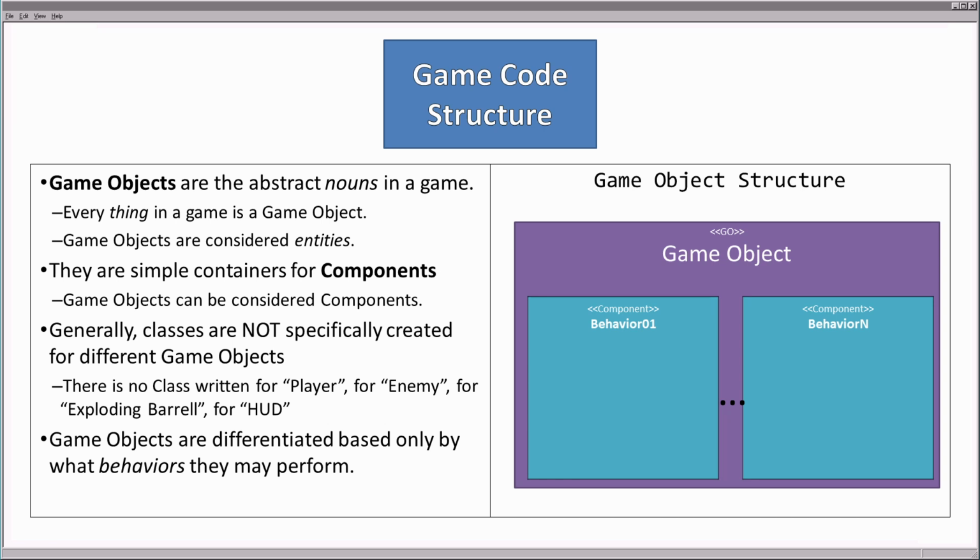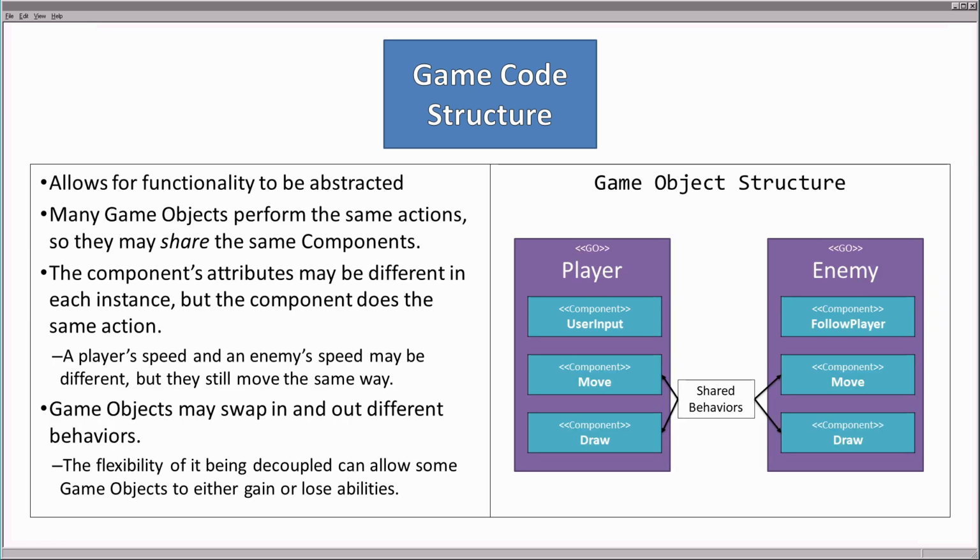Game objects are considered to be entities in relation to the entity component design. They are simple containers for components. In many cases, game objects can be considered to be the same as components themselves. Generally, classes are not specifically created for different game objects. In other words, there is no class written for player, for enemy, for exploding barrel, or heads-up display. Game engines commonly use a game object data type, which is used to extend into other specific game objects. Game objects are different based on what behaviors they perform. Again, the difference is not in their data type, but in what they do.